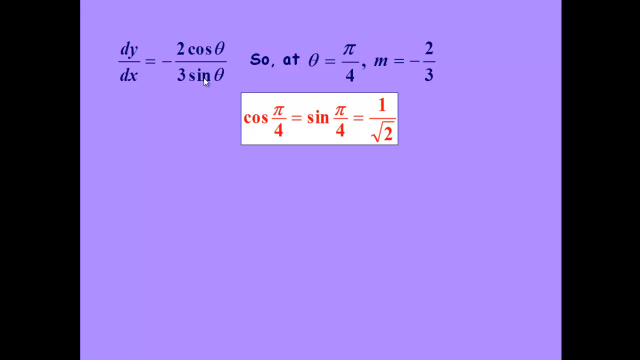Because cos of pi over 4, cos 45, is 1 over root 2, and sine 45 degrees is 1 over root 2. So we get, there we are.